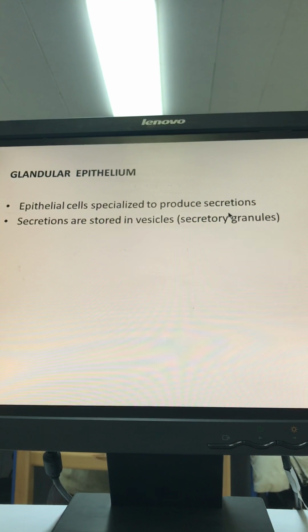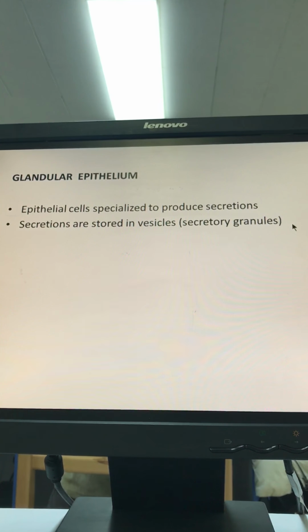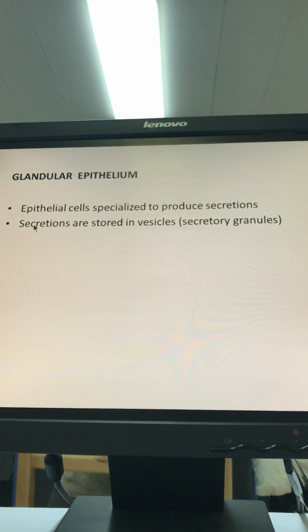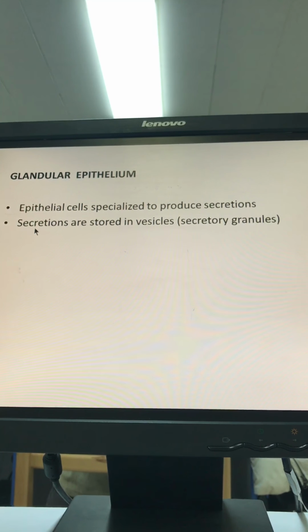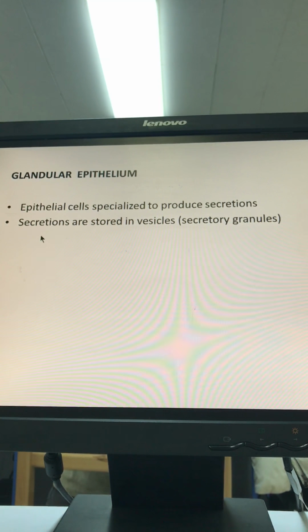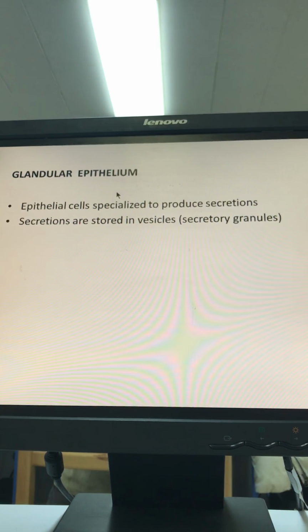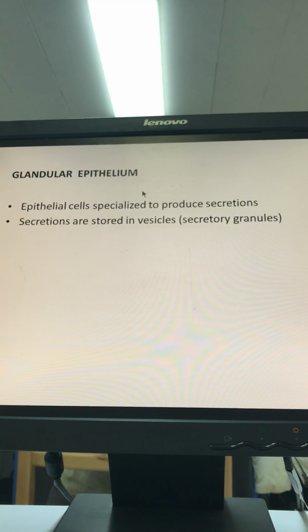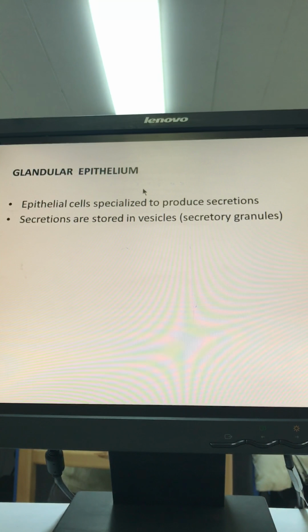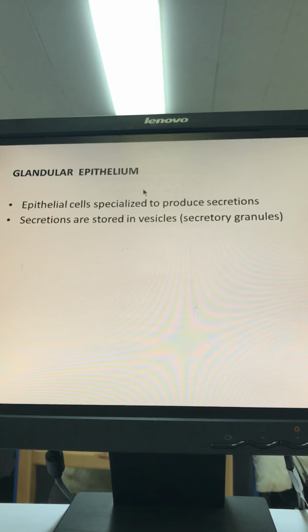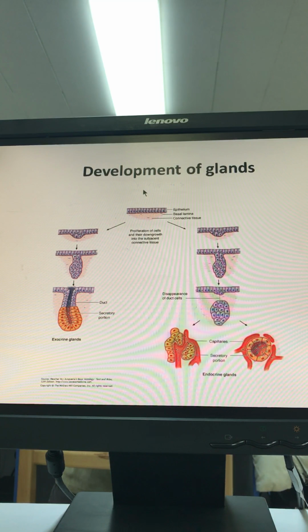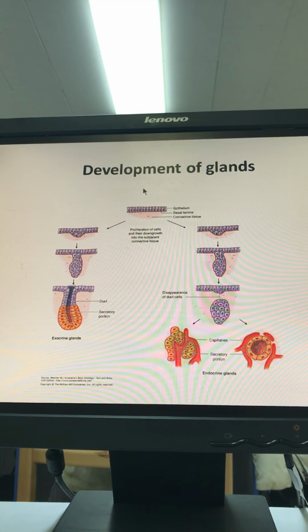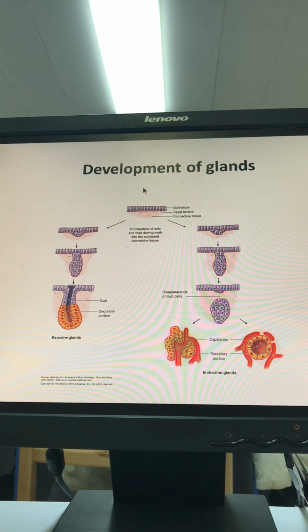Okay. يعني في عندي بيكون well developed Golgi apparatus, well developed rough endoplasmic reticulum. Okay. بيكون في عندي secretory granules. إذا we have more developed machinery within glandular epithelial cells, okay? عشان هيك بيكونوا elongated, either cuboidal or columnar. طبعا secretions are stored in vesicles, okay? طيب development بنحكي عنه بالنظرية بالمحاضرة.